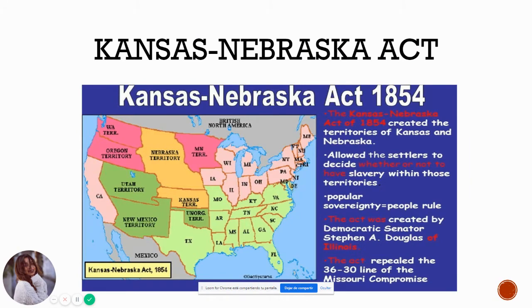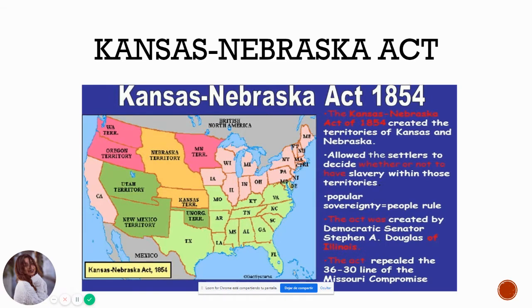Now we are going to talk about this movement, the Kansas-Nebraska Act. But what is this? The Kansas-Nebraska Act was an 1854 bill that mandated popular sovereignty, allowing settlers of a territory to decide whether slavery would be allowed within a new state's borders.